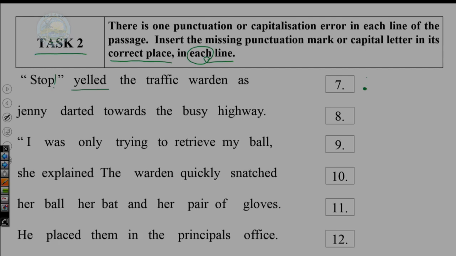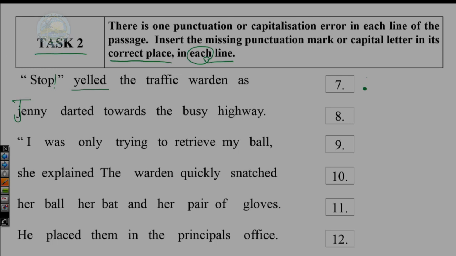Beautiful. Next line. Jenny darted towards the busy highway. What do you observe? Excellent. We need a capital letter for the names of persons. So Jenny will begin with a capital J. And notice, I'm not going to take the J and put it across here. I'm going to insert it right over the space here. So my sentence now has a capital J for Jenny.